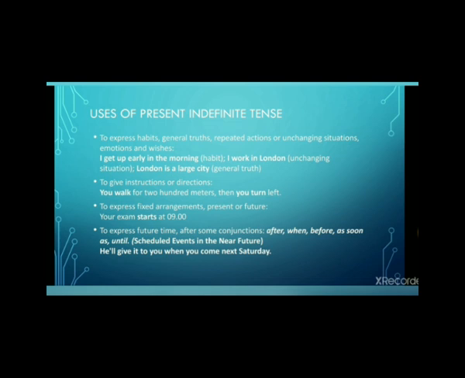Second point is: it is used to give instructions or directions. Like, you walk for 200 meters, then you turn left. Third point is to express fixed arrangements, present or future. Example is: your exam starts at 9. Fourth point is to express future time after some conjunctions, like after, when, before, as soon as, until. He'll give you when you come next Saturday.